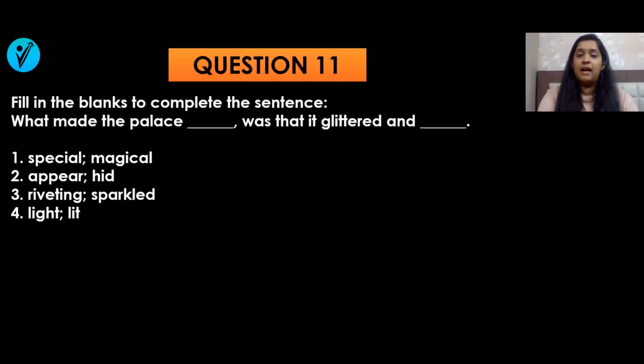Now, what made the palace blank was that it glittered and blank. So, when it is glittered, I am expecting the next word to also be in the past tense. Now, glittered and magical would not go because this is not in the past tense as such. Appear and hid. Again, this is not in the correct tenses. So, I can eliminate this. Light and lit almost mean the same. So, what made the palace riveting? Riveting means magnetic, attractive, was that it glittered and sparkled. So, this is the correct usage. Option 3.